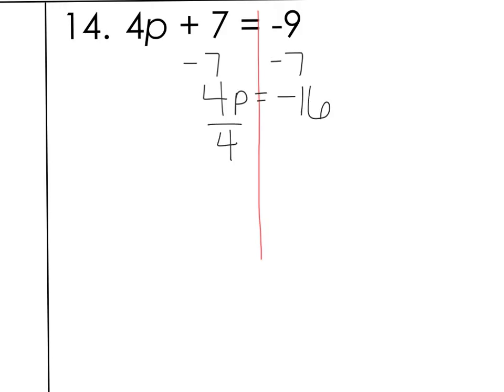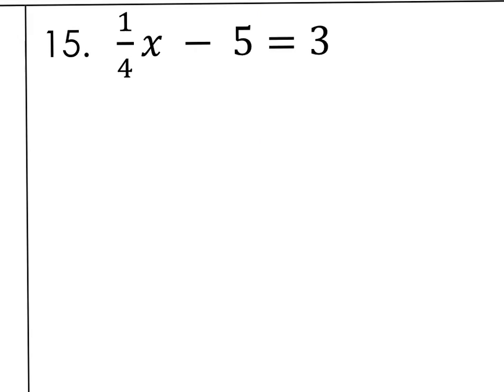I'm going to divide by 4 on both sides to get the p by itself. And again, be aware of what you're putting in your calculator. Negative 16 divided by 4 is negative 4. A positive 4 would not work. Hopefully, we are not panicking having a fraction. We were really good at this on our quiz.